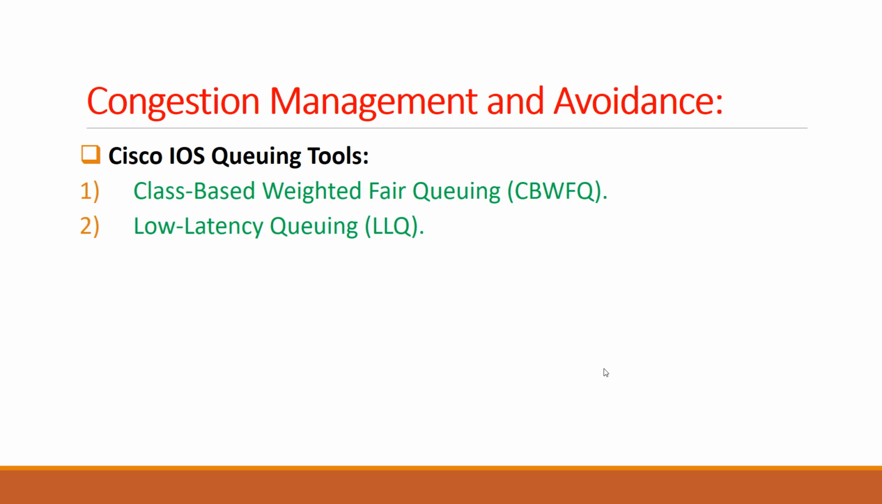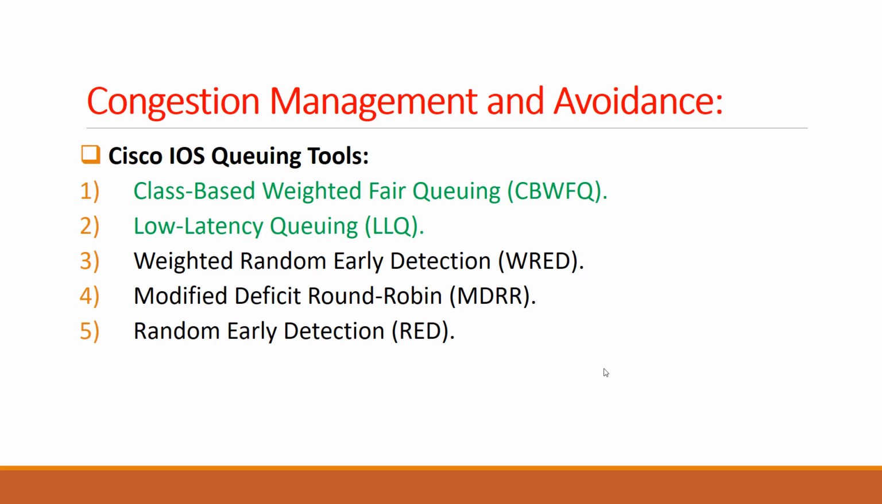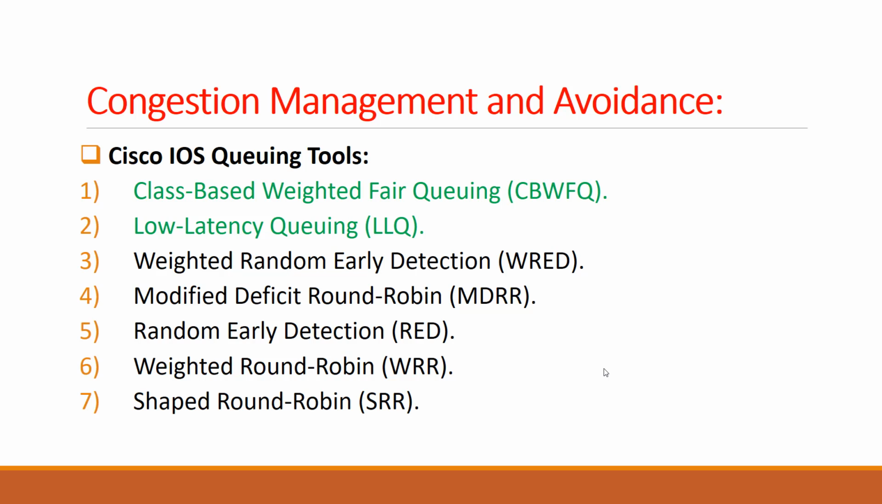The second tool is called low latency queuing, LLQ. The third tool is weighted random early detection, or WRED. The fourth tool is modified deficit round robin. The fifth tool is random early detection, or RED. The sixth tool, weighted round robin. The seventh tool, called shaped round robin. And the eighth tool, called resource reservation protocol, or RSVP.